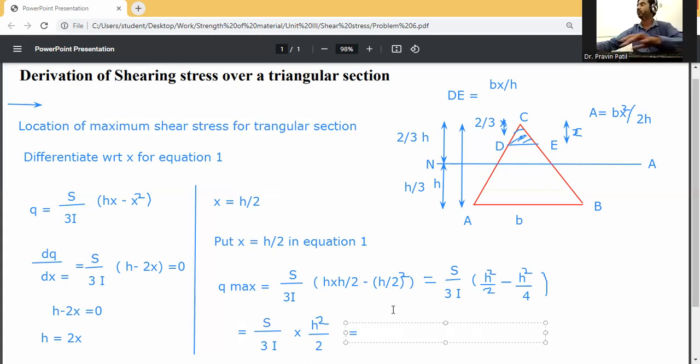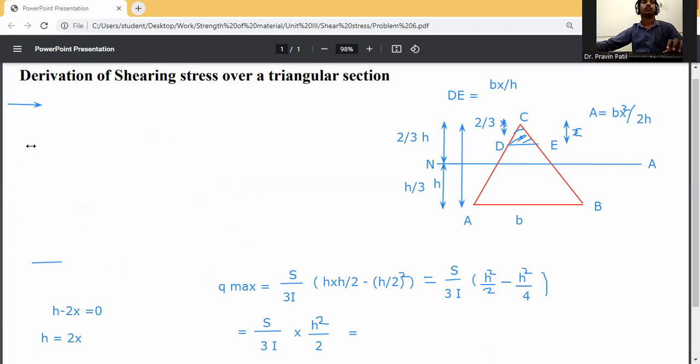So it will be equal to S divided by 3 into BH cube by 36. So moment of inertia is BH cube divided by 36. So we'll simplify this equation here. Okay, I'll write down.